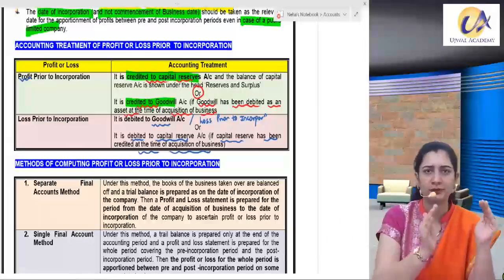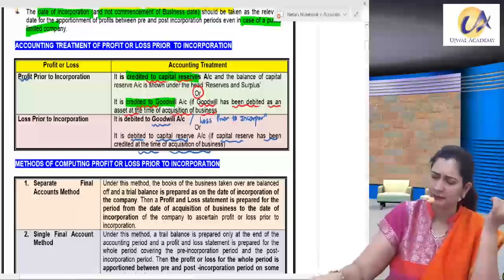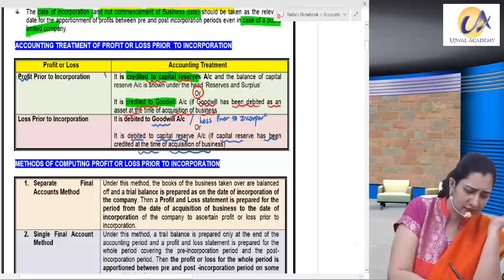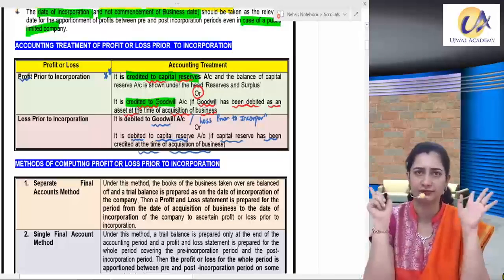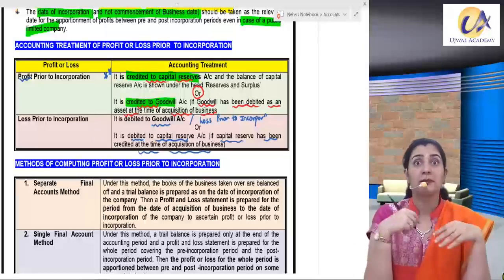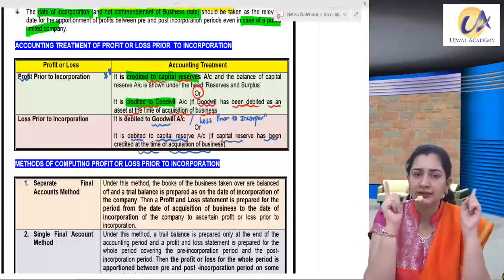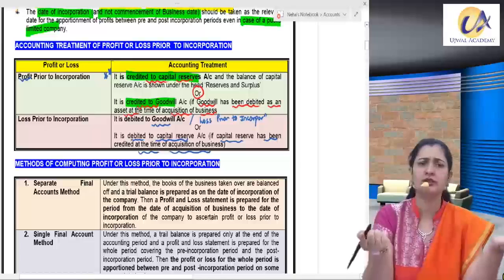Profit prior to incorporation you have, where will you take it? To capital reserve. Normal, hamesha, the normal thing is what you should know first. Take to capital reserve. Credit because it's a profit. But if you had got goodwill at the time of acquiring the business, goodwill आया था तो you credit to goodwill. Simple.